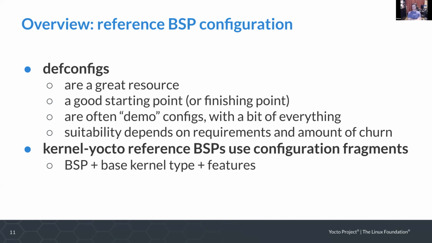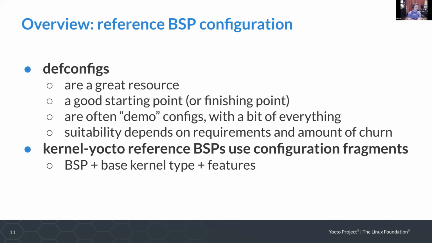But the biggest problem is, and I've seen the commits and the churn, they're often demo configs more than defconfigs, where they say, well, we want somebody to run Kubernetes or Docker or some of the new NetFilter or BPF or this or that. So a lot of things get turned on in these configurations just in case somebody might use them, and that's a problem. Depending on your requirements and the amount of churn that you have, they may or may not be appropriate.